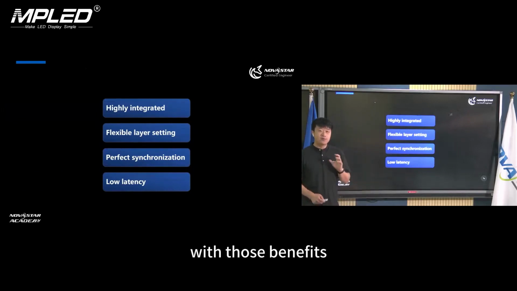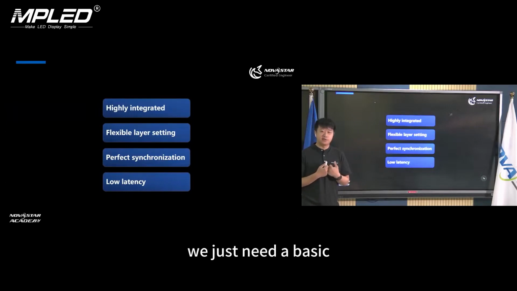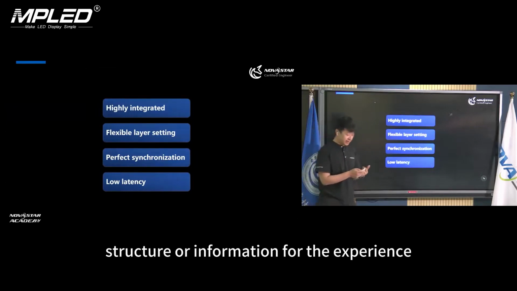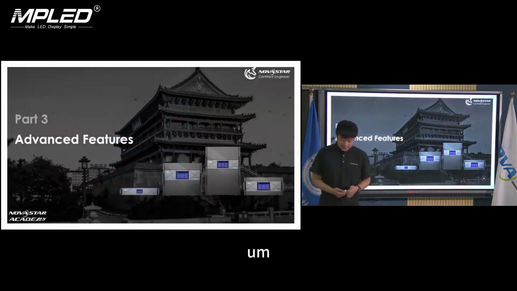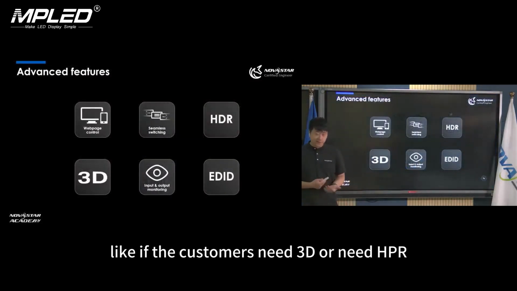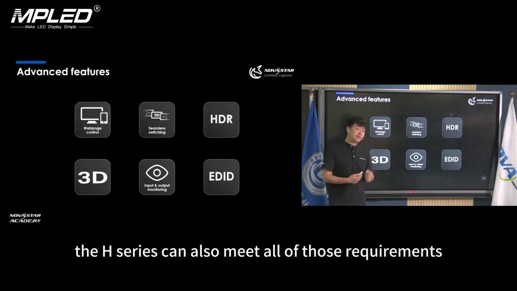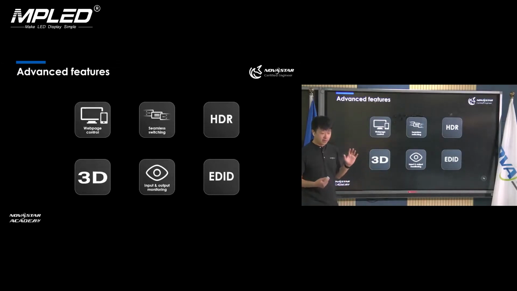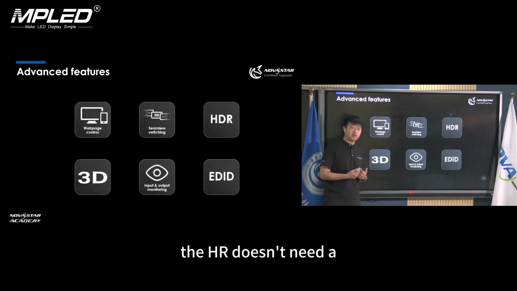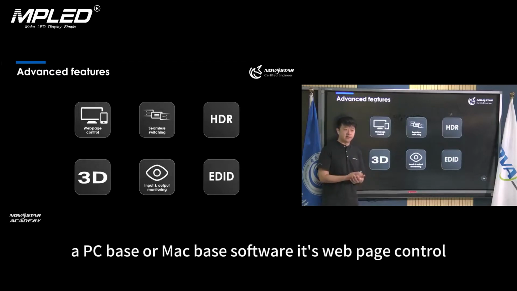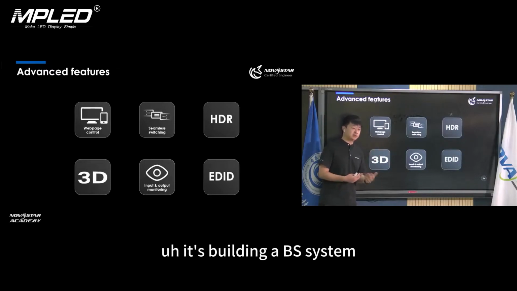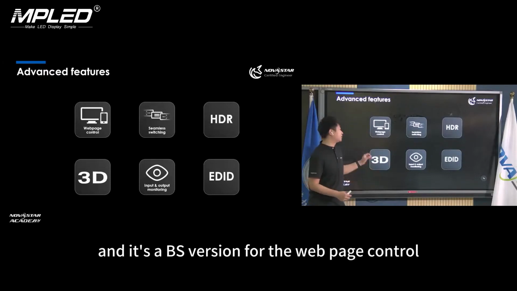And with those benefits, we just need a basic structure or information for the H series. What about other advanced features? If customers need 3D or HDR, the H series can also meet all those requirements, as well as the control method. The H series doesn't need PC-based or Mac-based software. It's web-based control. It has a built-in BS system, a BS version for web page control.